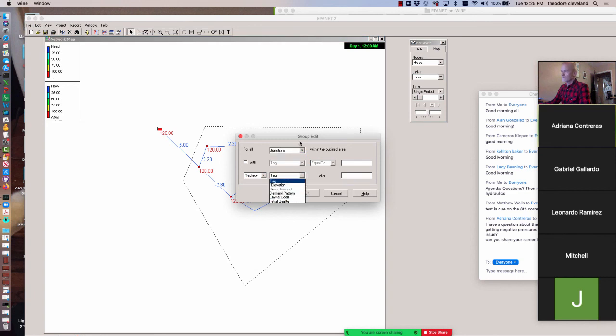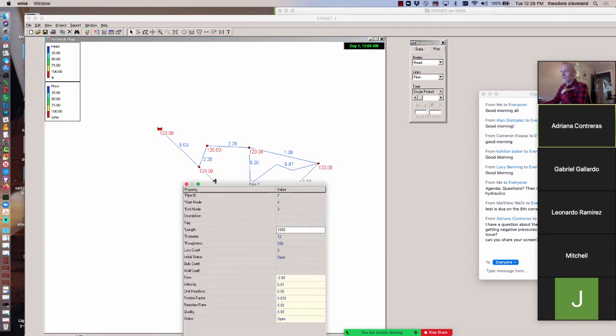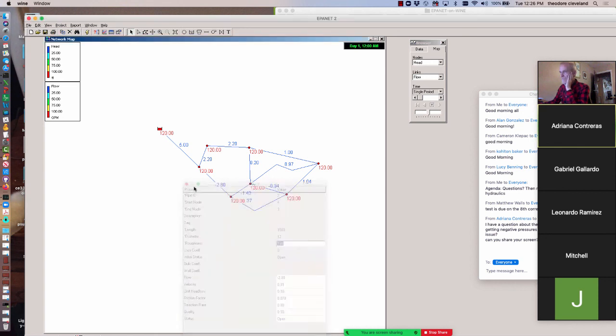Oh, let's see, conduit. Oh, won't let me replace the length. Ooh, I just broke something. It's bizarre. So these are 1,000-foot long pipes, 12-inch diameters. It's using the Hazen-Williams model.